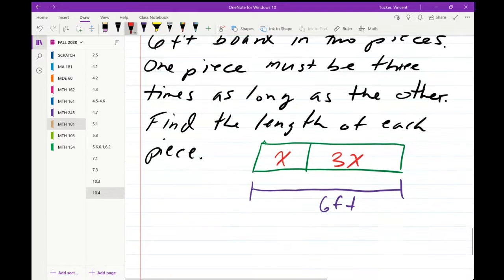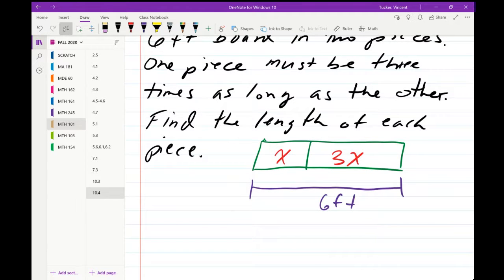So now if we look at the diagram, we have 2 pieces of board, and when I put them together, they total out to give me 6 feet. So I can create the equation of X plus 3X is equal to 6. Questions on the setup?